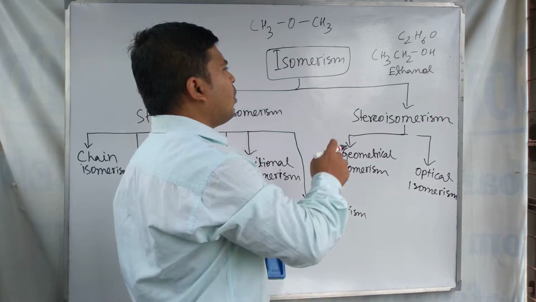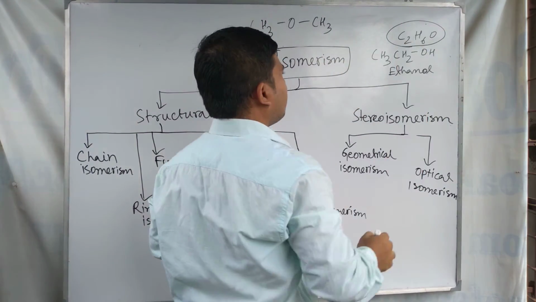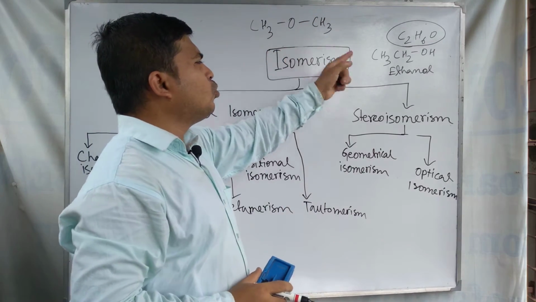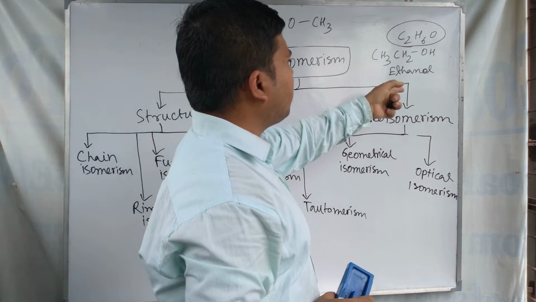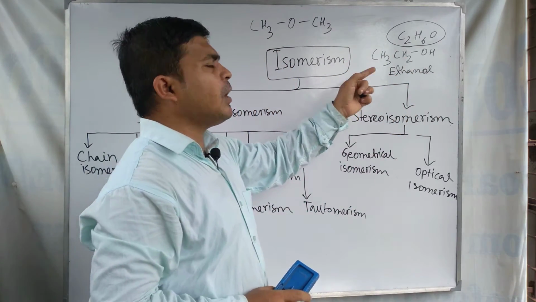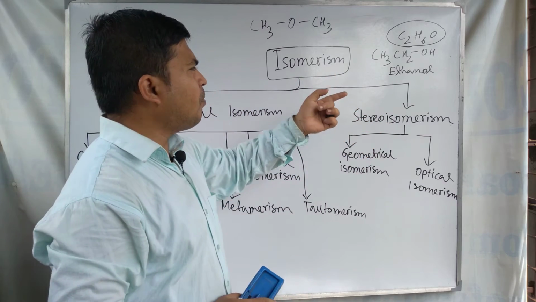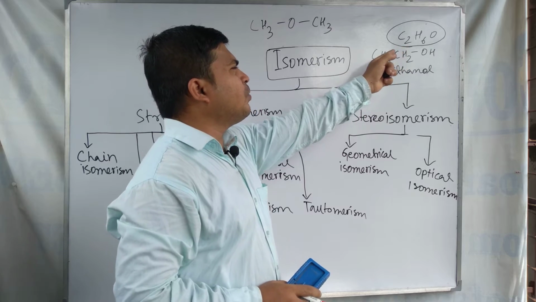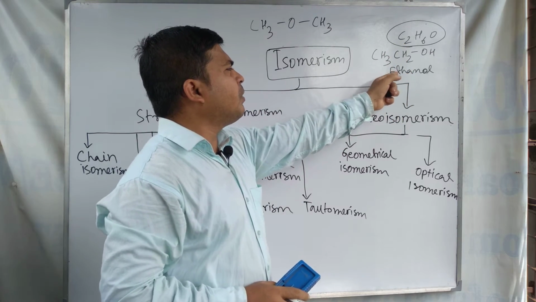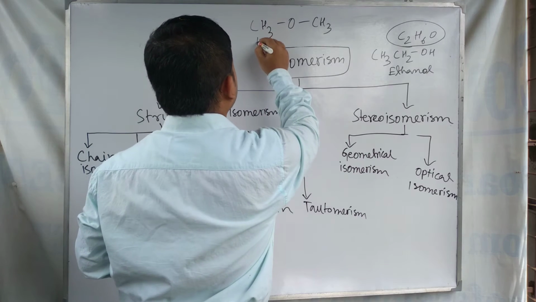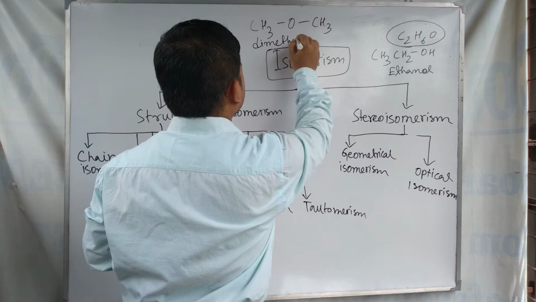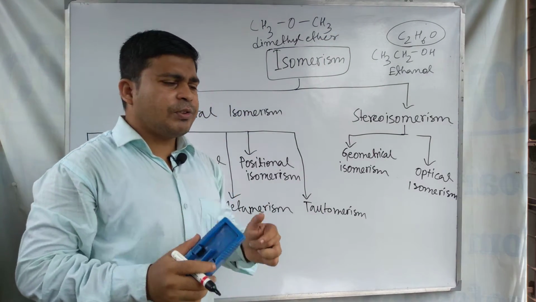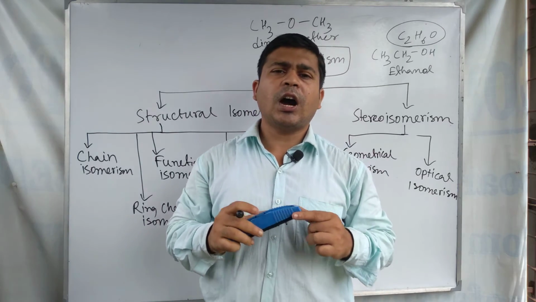So using this common molecular formula C2H6O, we can write two compounds. In some cases, more than two compounds can also be represented using the same molecular formula. In this case, using this molecular formula, we can represent ethanol and dimethyl ether. So this is called isomerism and isomers.